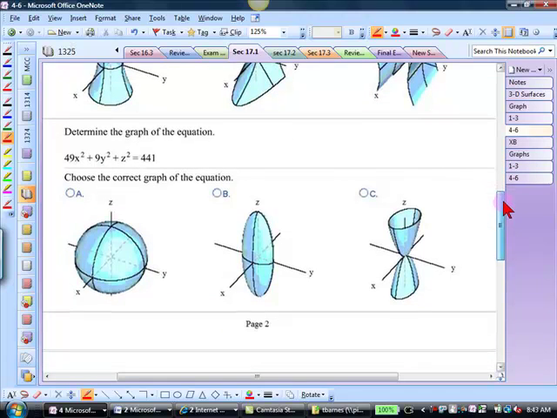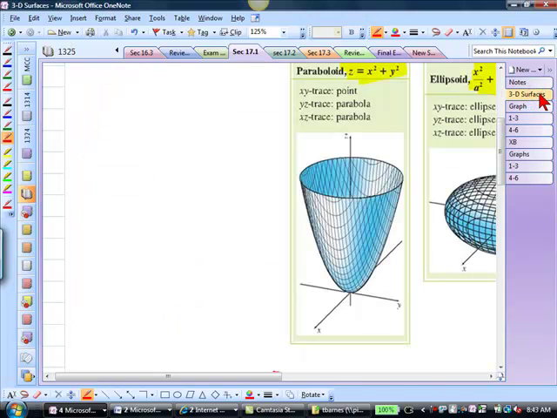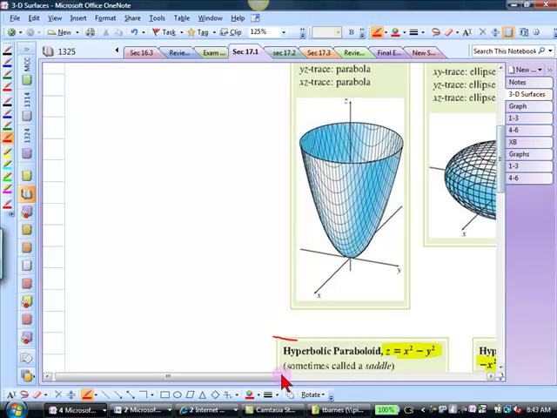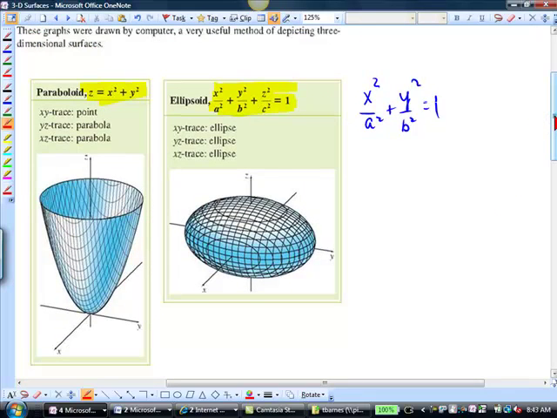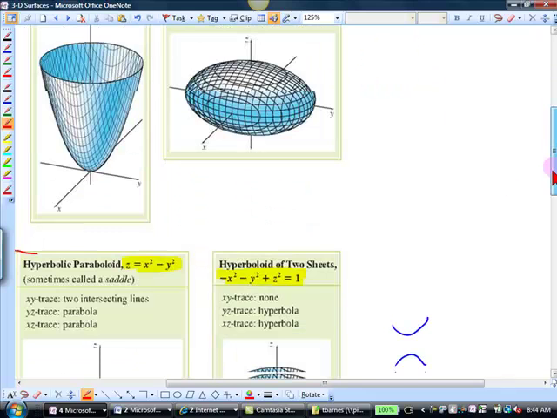Okay, and how about this one? 49x squared plus 9y squared plus z squared equals 441. What do you think? You think it's A? Somebody said ellipse, I think. No? Let's go back and look. Okay, all three are squared there.